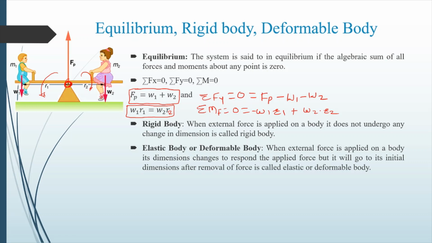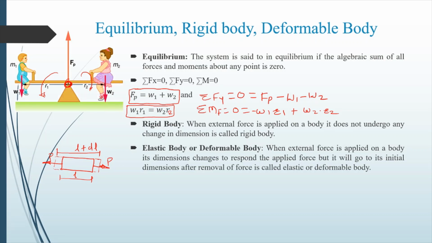So such a body is called an elastic body. For better understanding, I will explain here. Suppose this is a rod or component to which a force P is applied. This force P is a tensile force. Suppose the initial length is L, and due to the application of force, this body is extended by a distance dl. So the total length will be L plus dl.